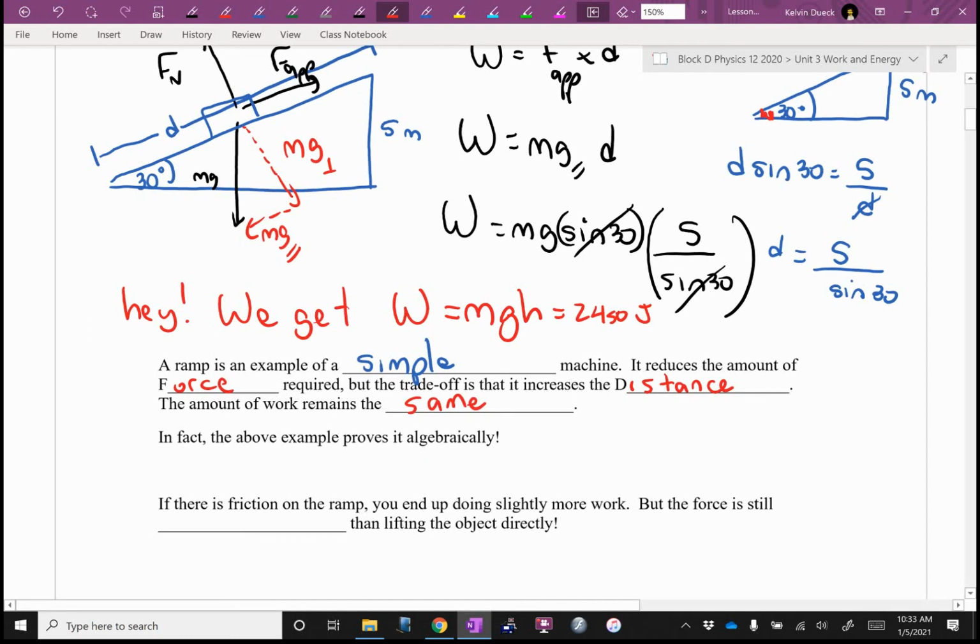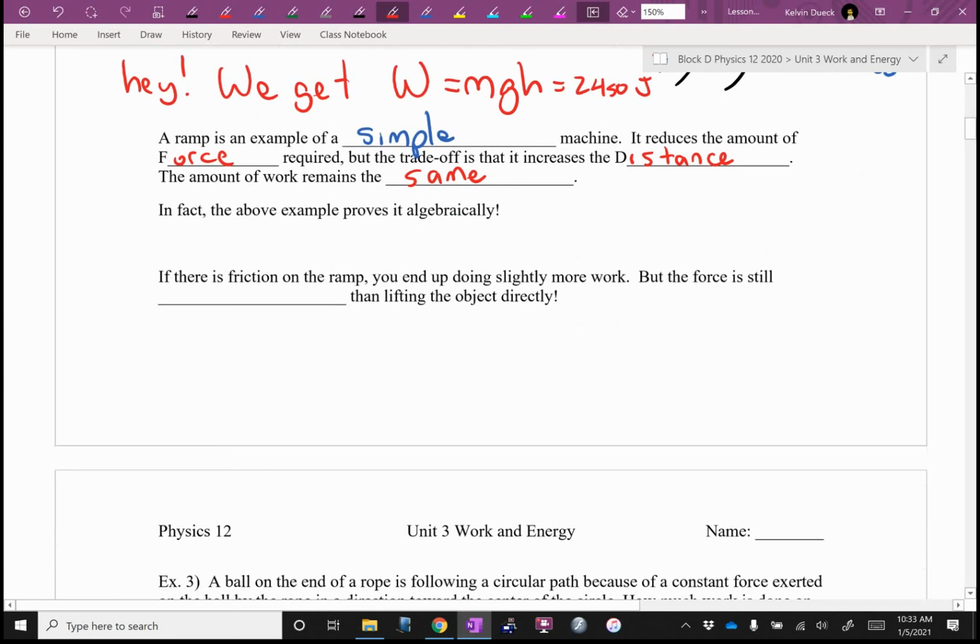That's an aside. What that example was to prove to you is that work is a scalar. So who cares about ramps? And work is what times what? Force times distance. Lifting work is mgh. If there's friction on the ramp, because in real life there will be some friction, you'll end up doing slightly more work, but the force required will still be way smaller than lifting it up. So it's a force multiplier.